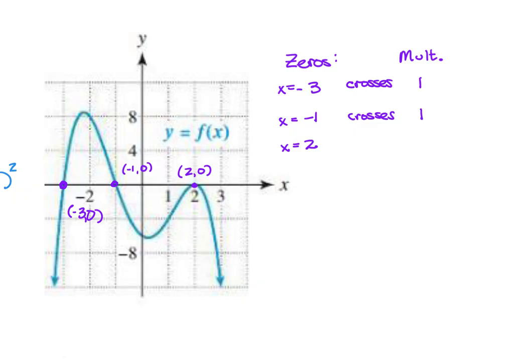And finally, at x equals 2, we are touching the x-axis. And so remember, this has an even multiplicity, and we're going to go with a multiplicity of 2. If we zoom in real close, it will look like a quadratic.